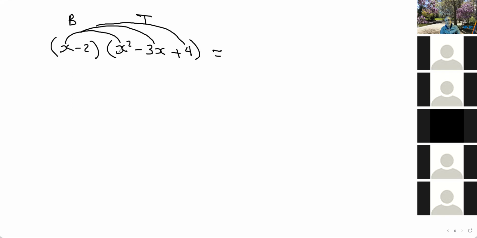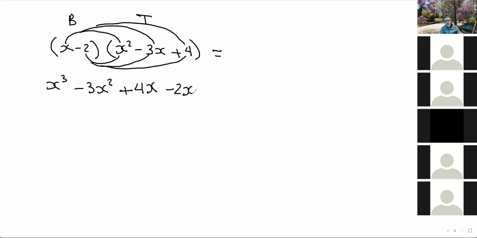So if we're doing that, x times x squared is going to be x cubed. X times negative 3x is going to be minus 3x squared. X times plus 4 is just plus 4x. Now we come to the negative 2 and do the same thing. Negative 2 times x squared is minus 2x squared. Negative 2 times negative 3 is plus 6x. And negative 2 times positive 4 is minus 8.